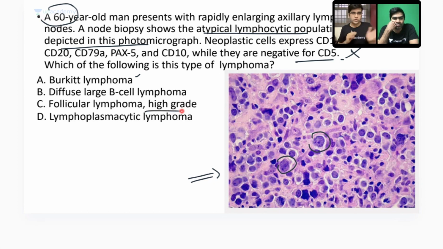Follicular lymphoma high grade. What do you think of follicular lymphoma high grade? A high grade follicular lymphoma is almost equivalent to your DLBCL, right? The grade 3 follicular lymphoma is nothing but a DLBCL transformation, fine. It's a DLBCL only, so I am going to ignore this. It should not have been in the options, but fine.